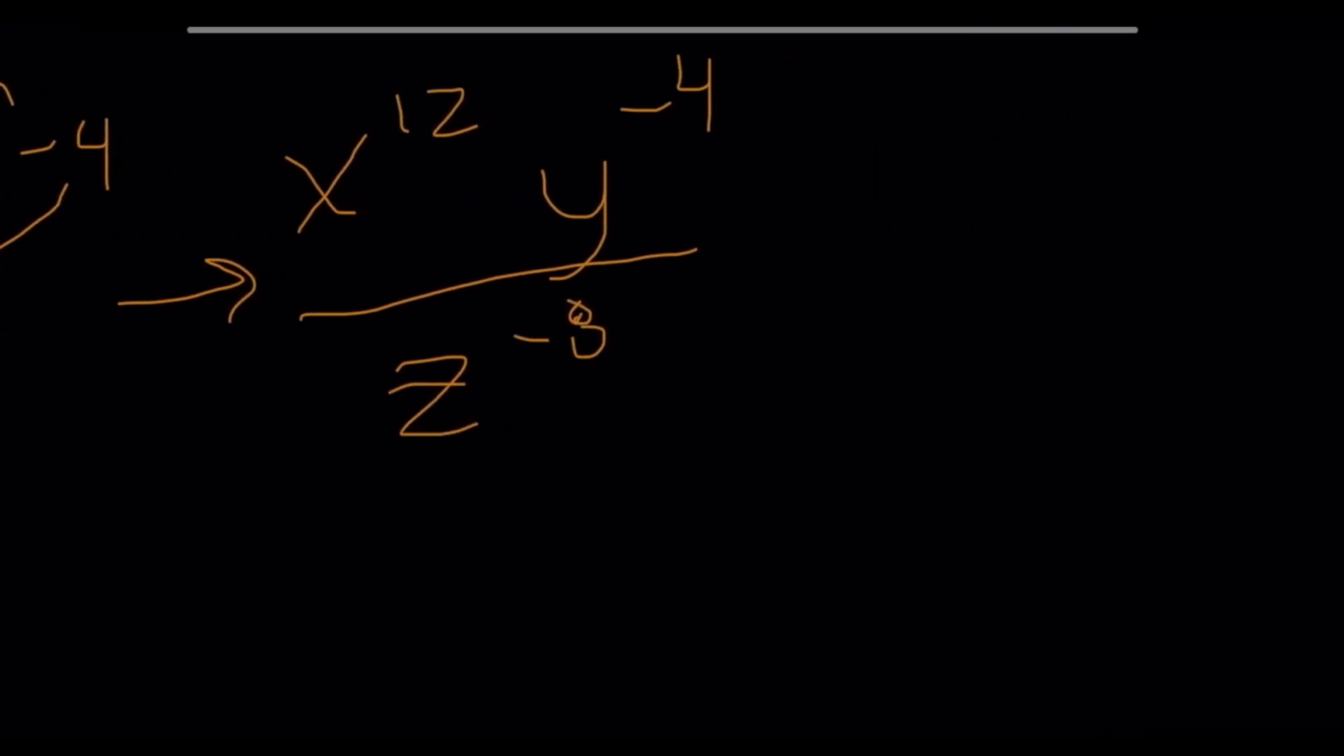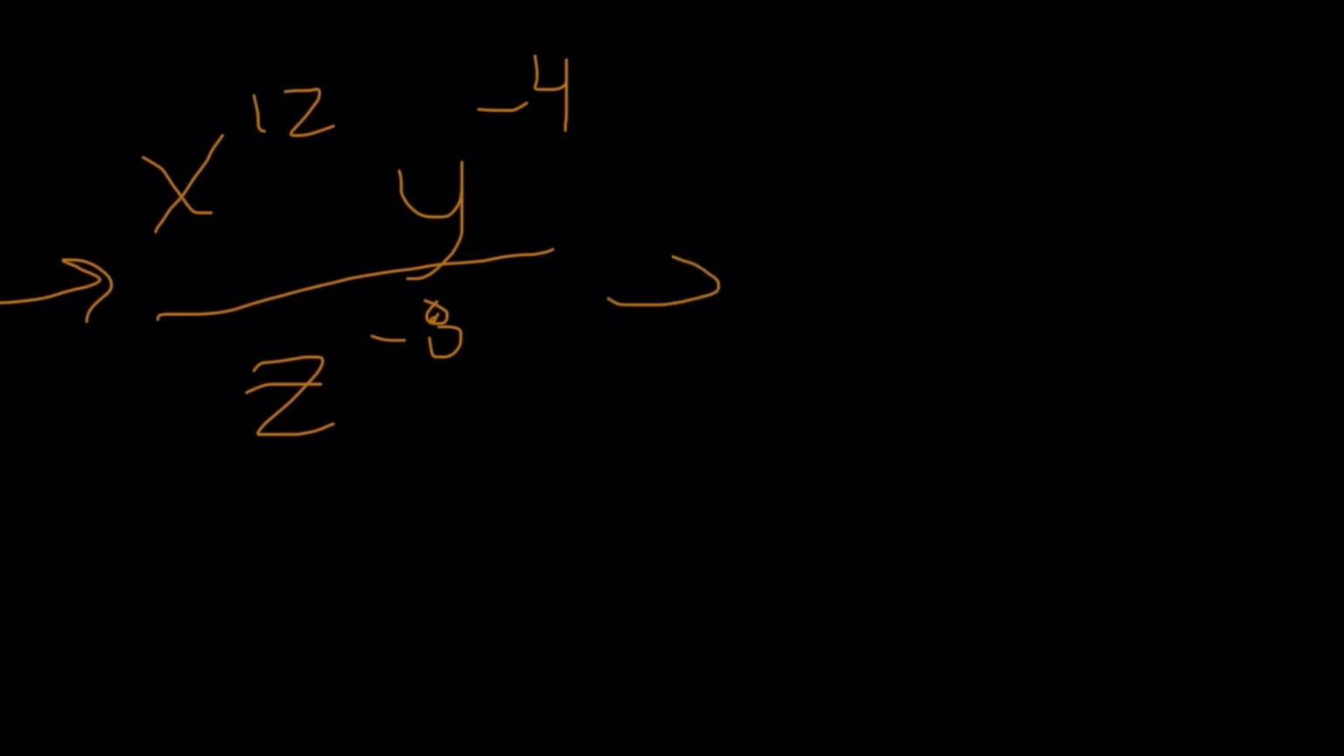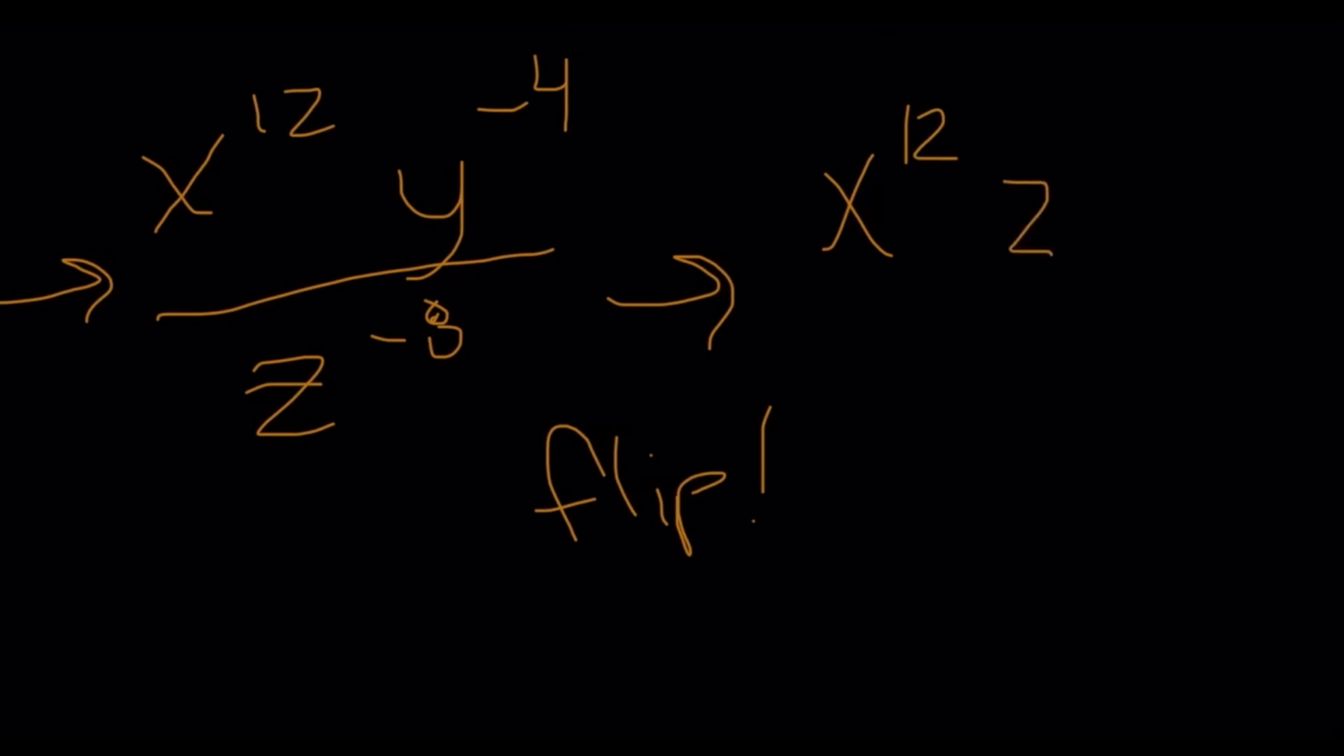This is when we flip our negatives, which then gives us x to the 12th, z to the 8th, over y to the 4th.